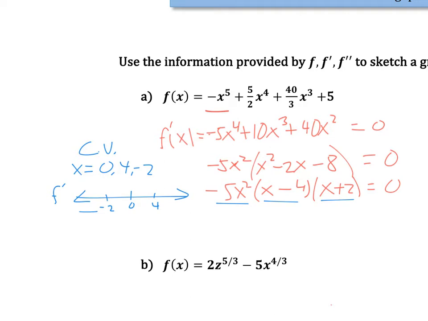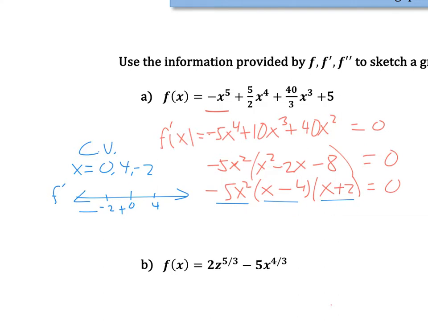And plug in a number in the middle here, like negative 1. Let's see what we get. Plug in negative 1. This is going to be a negative term. Plug in negative 1 there, that's negative. Plug in negative 1 there, that's positive. And so negative times a positive is going to give us a positive number, right? Because those two negatives are going to multiply to a positive.